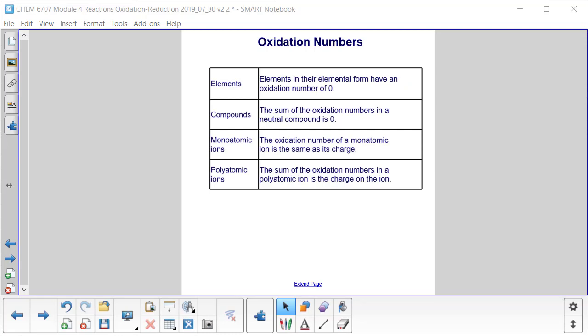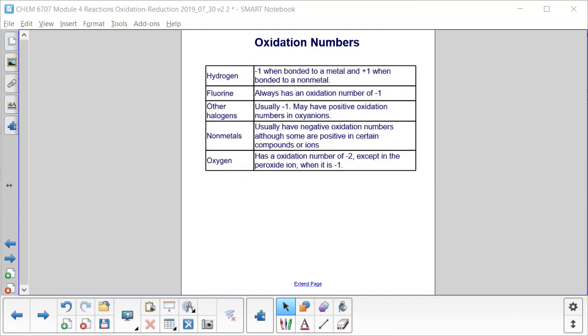Elements in their elemental form always have an oxidation number of 0. For a compound, the sum of the oxidation numbers in a neutral compound is 0. For a monatomic ion, the oxidation number is always the same as its charge. For a polyatomic ion, the sum of the oxidation numbers is always the charge of the ion. Hydrogen has a -1 oxidation number when bonded to a metal and a +1 when bonded to a nonmetal.